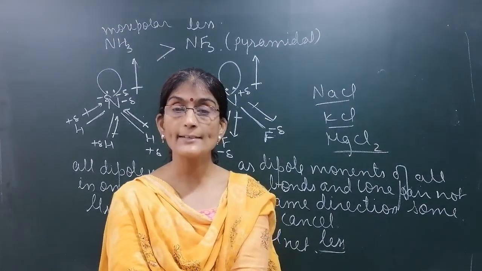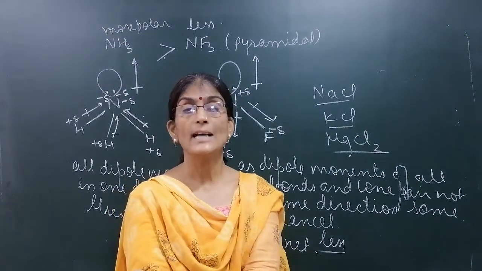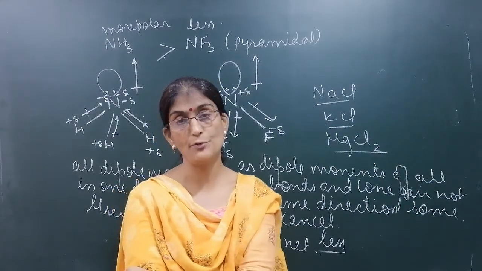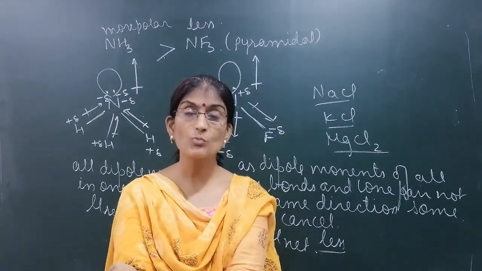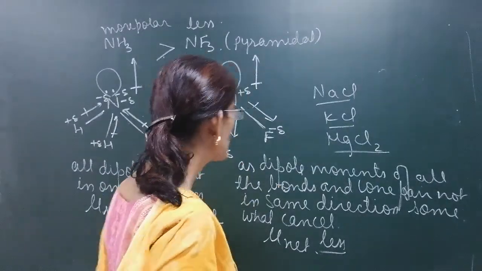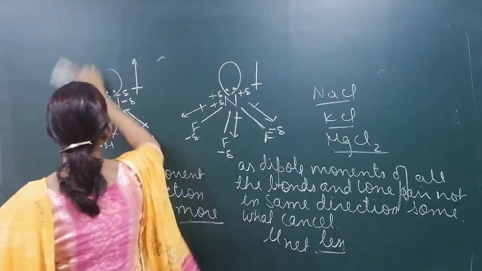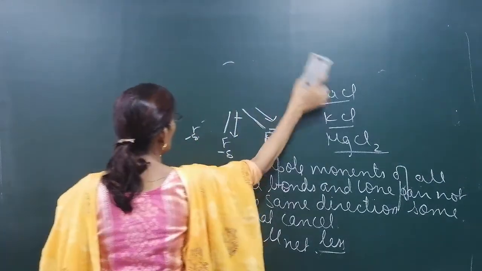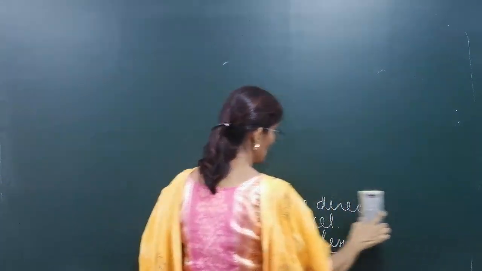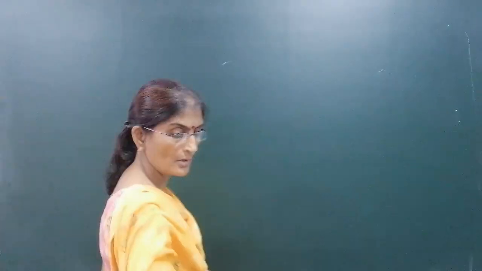How much covalent character is there in an ionic compound? That is explained by Fajans rule. Very important from a competitive point of view. We will discuss one by one the rule that is called Fajans rule. What is Fajans rule? To find out covalent character in ionic compound. Fajans rule.